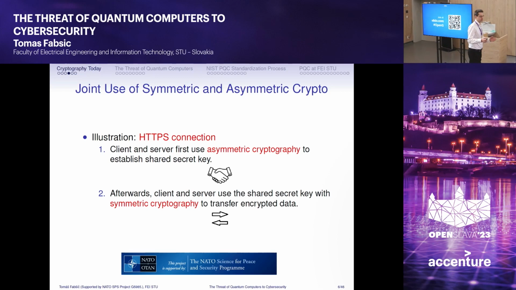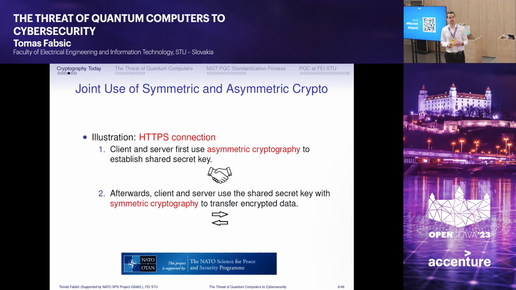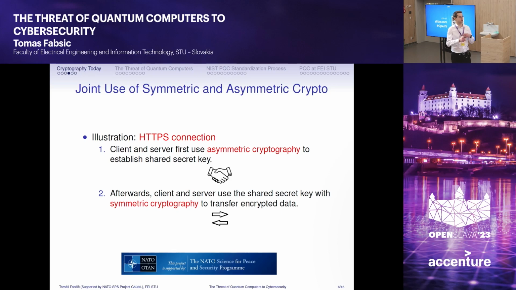This is an example which comes from a situation when we ordinary people browse the internet. Then usually our web browsers communicate with the server through the HTTPS protocol, and they use this protocol to exchange the encrypted data with the server. The HTTPS protocol works in such a way that firstly, asymmetric cryptography is used, usually the Diffie-Hellman key exchange, to establish a shared secret between the web browser at our computer and the server, which runs the web page. And afterwards, this shared secret key is used with symmetric cryptography to encrypt data that we want to exchange with the server, with the web page. So it's very common to use both asymmetric and symmetric cryptography together.